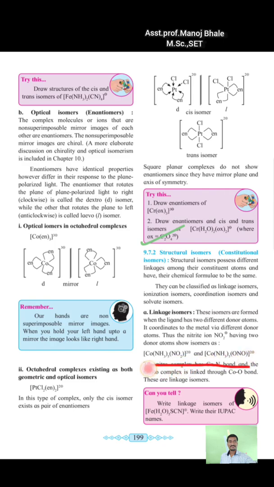In the first structure, cobalt is attached to the nitrogen, while in the second example, cobalt is attached to the oxygen through the nitro group. So this is the difference between these two examples.